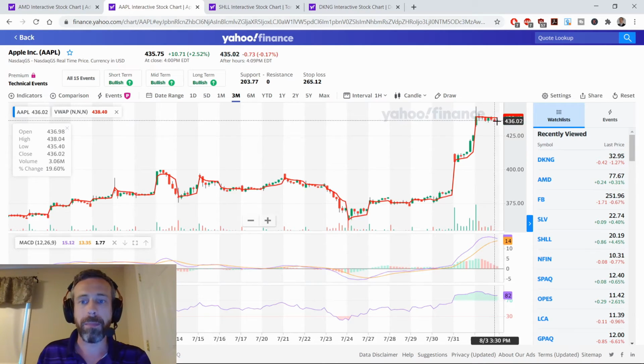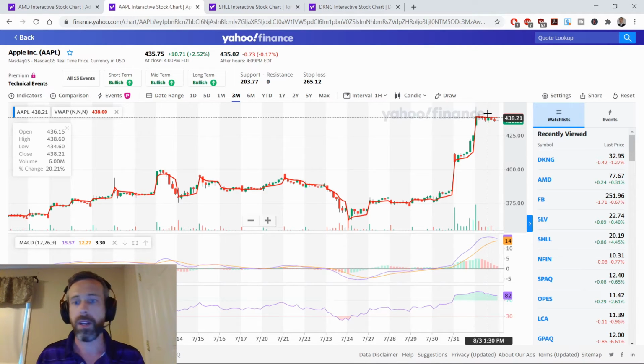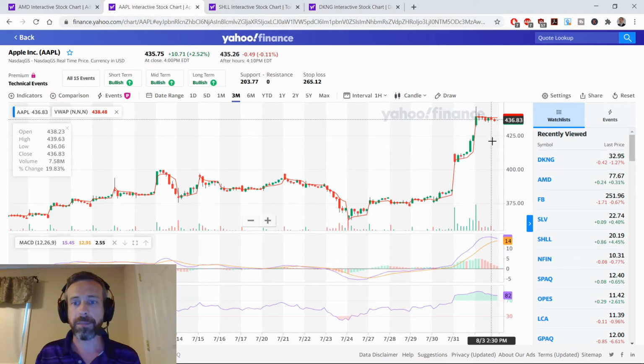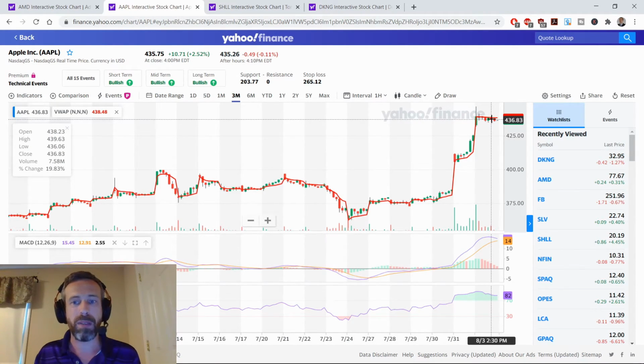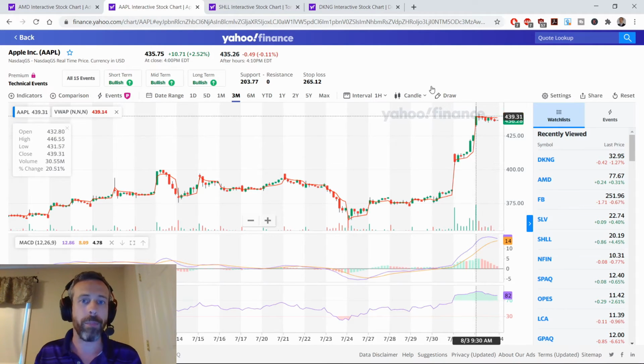So are you going to be buying right now? Of course not. Now's the time to either sell and take profits or at least limit your position, raise your stop loss, right? So you don't lose all of your gains, or avoid the stock entirely until you know what happens with it. But don't be buying more shares now, in my opinion.